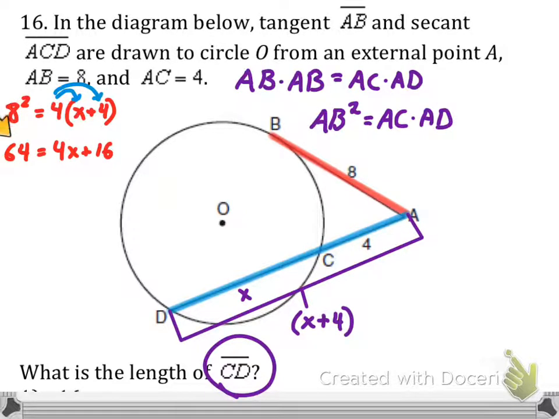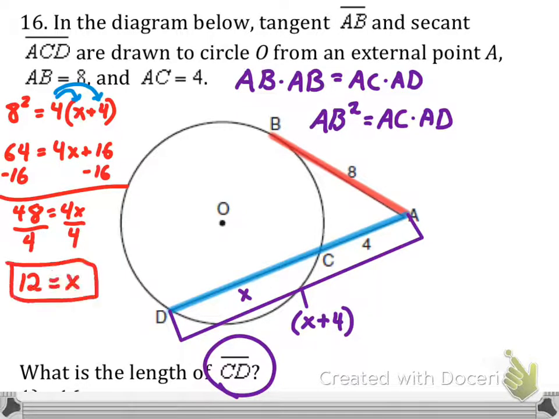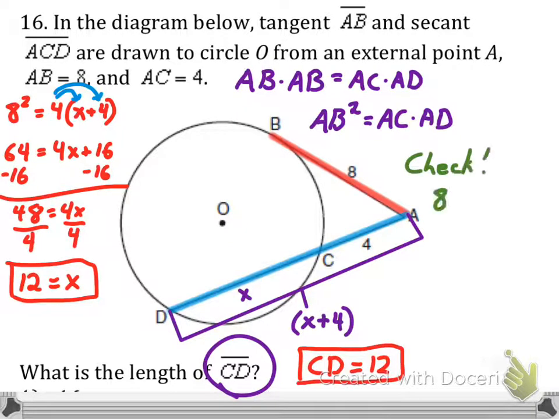So let's take a look at this equation then. 64 equals 4x plus 16. If I subtract 16 from both sides, then all of a sudden I get 48 equals 4x. You divide both sides by 4, x equals 12. Therefore, CD equals 12.